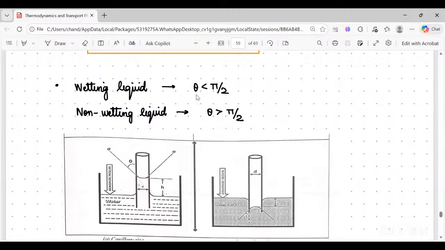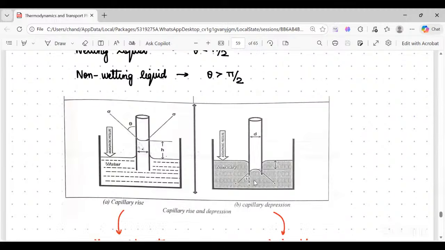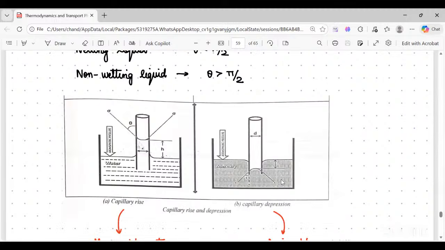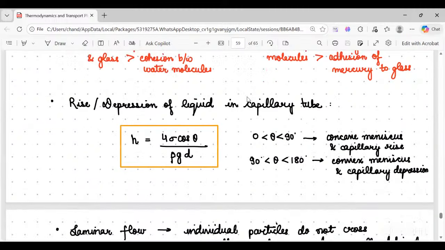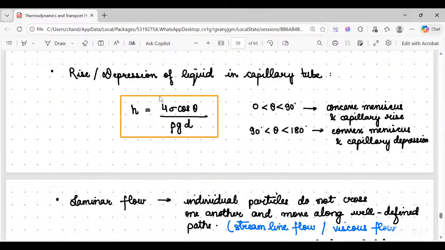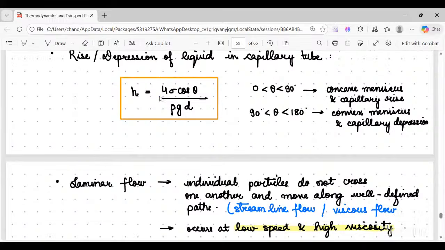For a wetting liquid, theta should be less than pi by 2. For a non-wetting liquid, theta will be greater than pi by 2. This one is for non-wetting. Adhesion between water and glass is stronger than cohesion between water molecules, so there will be a small rise. This is called capillary rise. Otherwise you will see a capillary drop, or depression. The rise or depression is nothing but 4 sigma cos theta by rho g d.